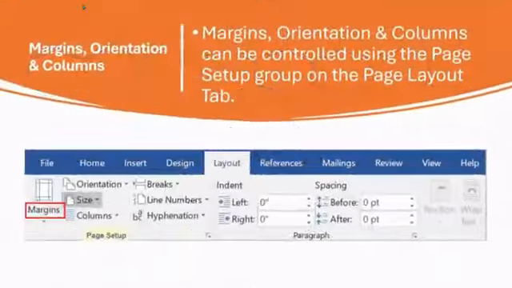Now moving right along to margins, orientation, and columns. Margins, orientation, and columns can be controlled using the Page Setup group on the Page Layout tab. So, different group, different tab to find different things. If we want to adjust our margins, change the orientation, or add columns to our document, then we need to go on the Layout tab and find the Page Setup group.